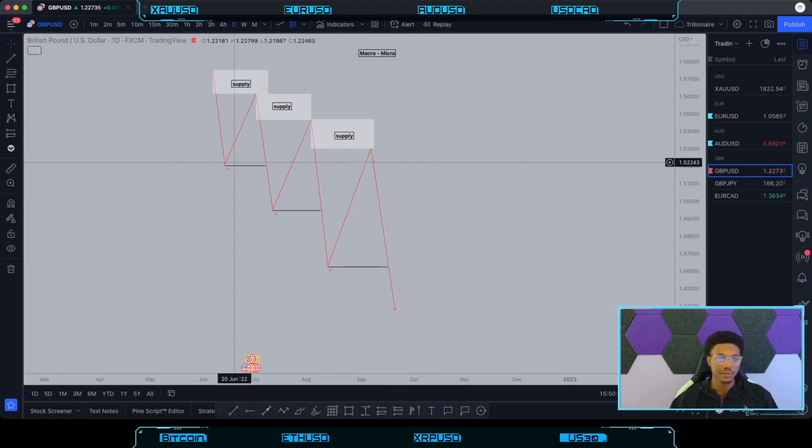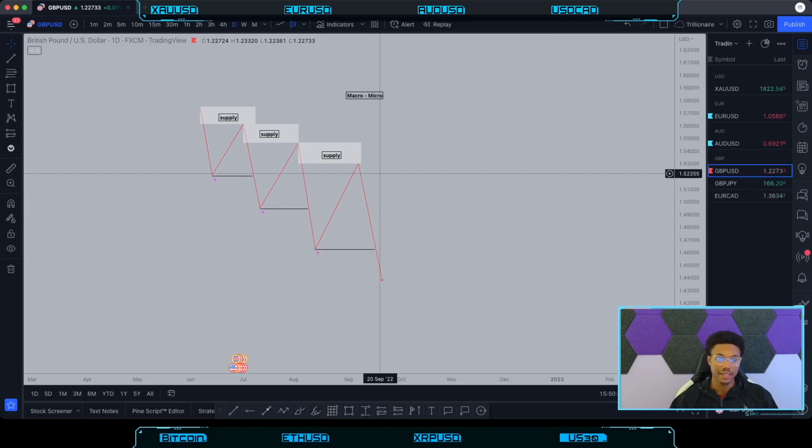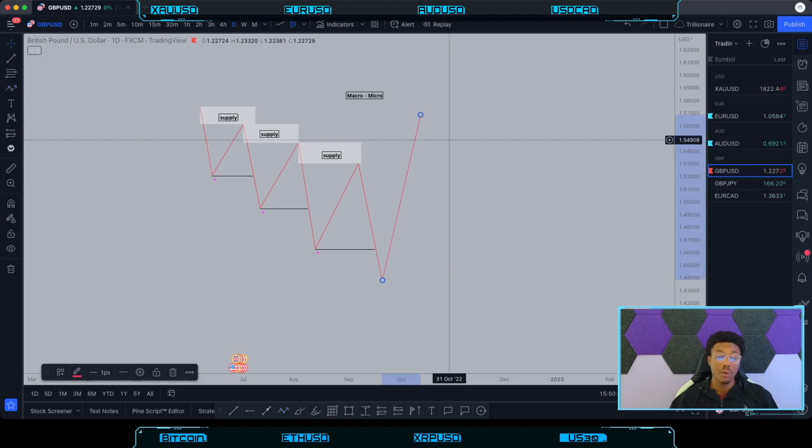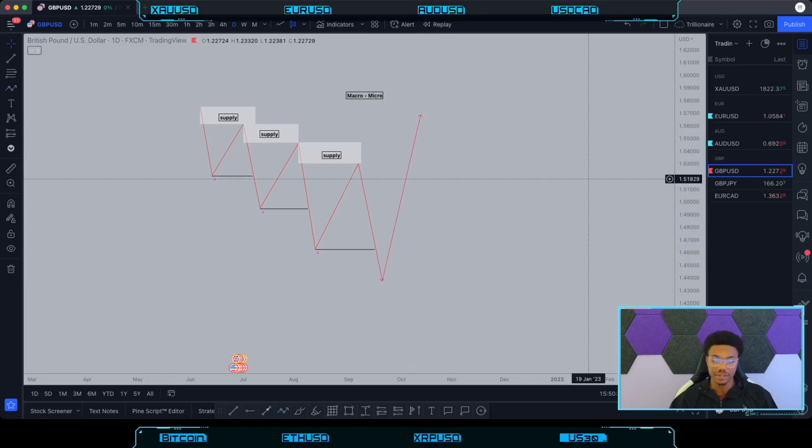So let's say you're continuing to have breaks of structure to the downside. That essentially means that supply is in control, right? And the market should be trending to the downside. Now, what is a supply and demand flip? Essentially, a supply and demand flip is when supply is in control and demand comes into the market to take over, or when demand is in control and supply comes into the market to take over.